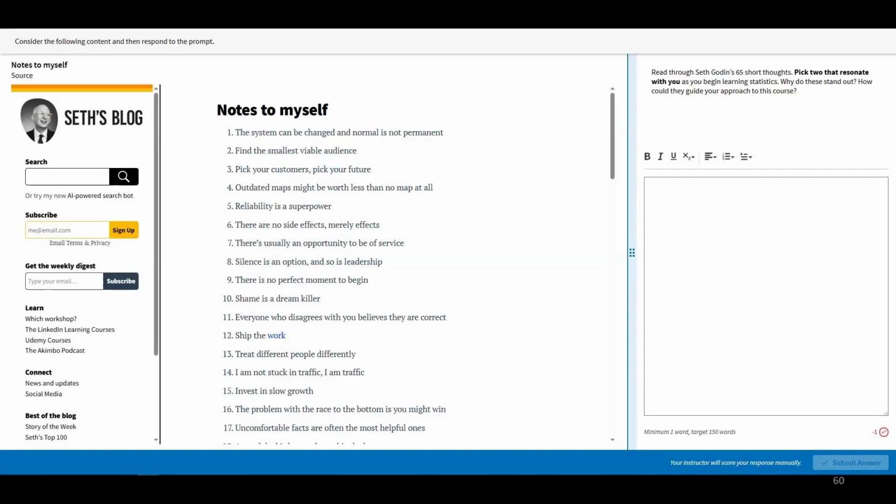And it's really just a short kind of response. Here's something to read, and then you get the prompts on the right: how do you think you'll apply this to your statistics course and your approach to this course?